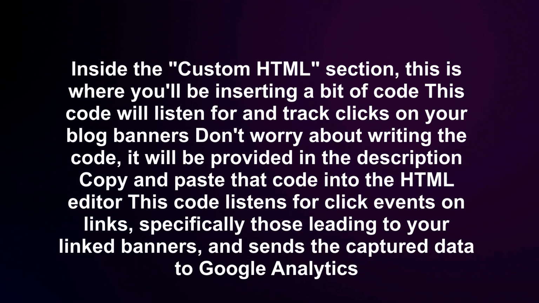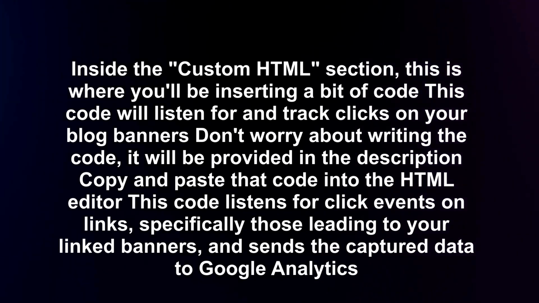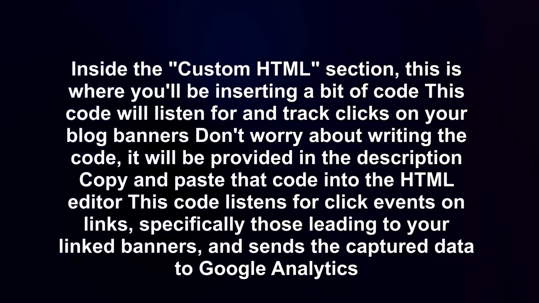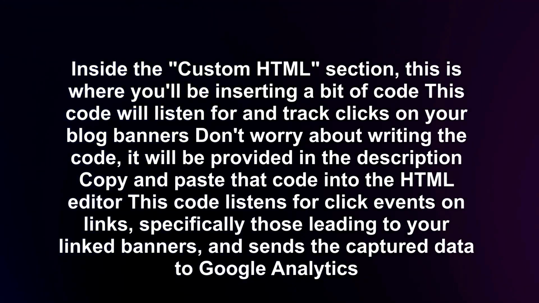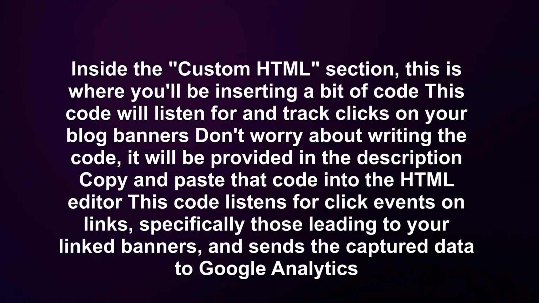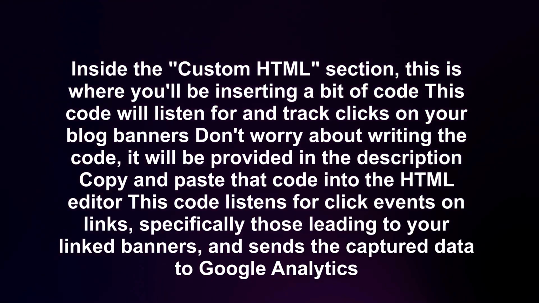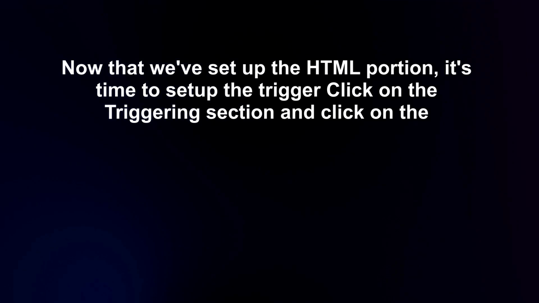This code will listen for and track clicks on your blog banners. Don't worry about writing the code. It will be provided in the description. Copy and paste that code into the HTML editor. This code listens for click events on links, specifically those leading to your linked banners, and sends the captured data to Google Analytics. Now that we've set up the HTML portion, it's time to set up the trigger.